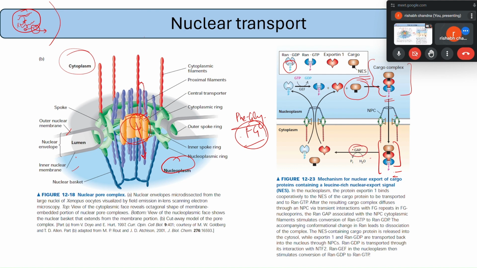Sorry, this leads to the hydrolysis of GTP to GDP and the release of the cargo in the cytoplasm. And now this Ran-GDP and the exportin 1 are transferred back to the nucleoplasm via the same nuclear pore complex. Okay, so this was the simpler version of how the cargo is exported out to the cytoplasm.